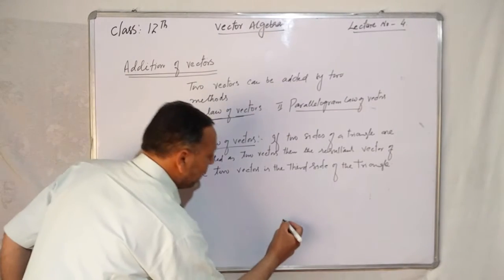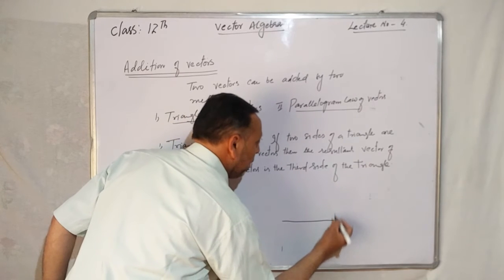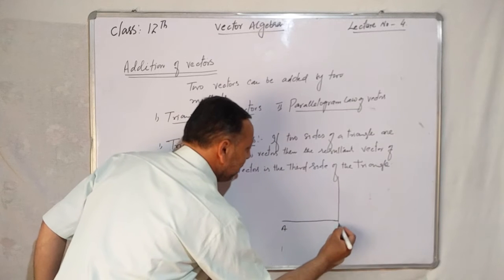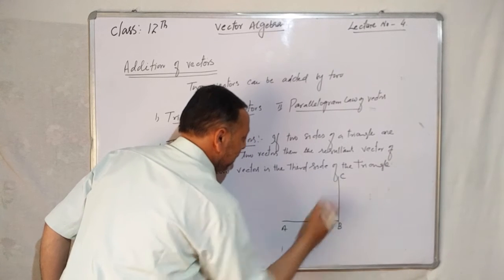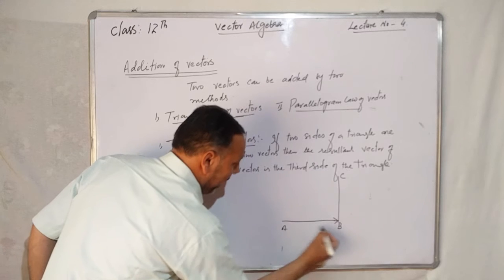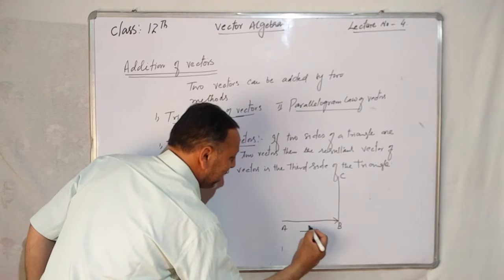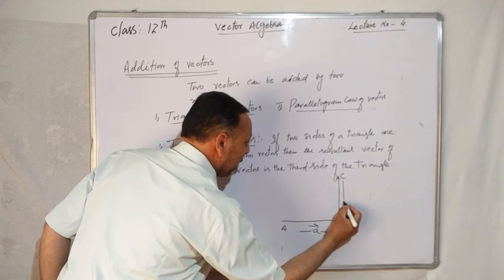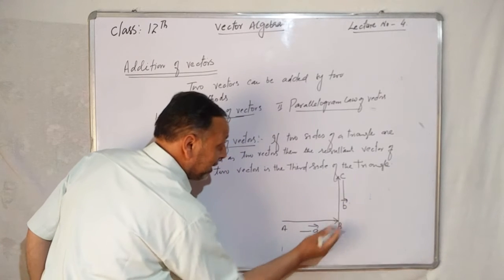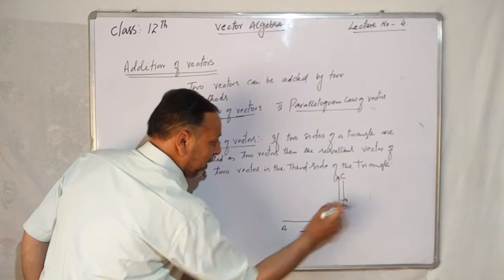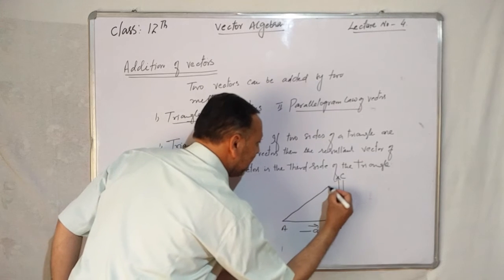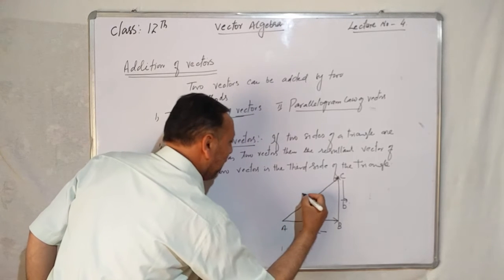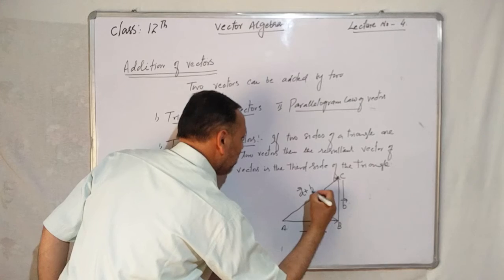यानी अगर मेरे पास एक ट्राइंगल ABC है, let me suppose that this side AB represents vector A, and the side BC represents vector B. Then the resultant of these two vectors, vector A and vector B, is the third side of the triangle. So this third side of the triangle represents vector A plus vector B.